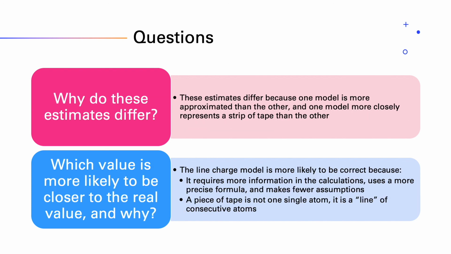So why do these estimates differ? These estimates are different because one model is more approximated than the other. One model is just more closely representative of a strip of tape than the other. So which value is more likely to be closer to the real value? That would be the line charge model because it requires more information in the calculations, it uses a more precise formula, and it makes fewer assumptions. And also because a piece of tape is not one single atom, it is a line of consecutive atoms. So the line charge model just makes more intuitive sense that it would be the correct one.